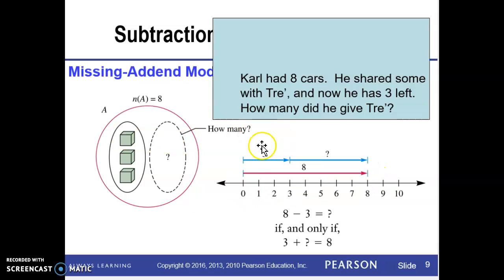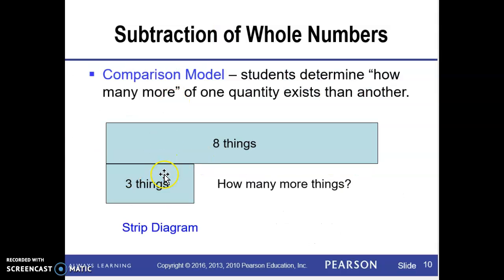And you can see how that is sort of modeled right here with our number line. So here would be the long strip. Here's that first short one. And then the how many more might be right here. That doesn't fit with this particular word problem. I just wanted to illustrate how it fits the same way as a strip diagram would.